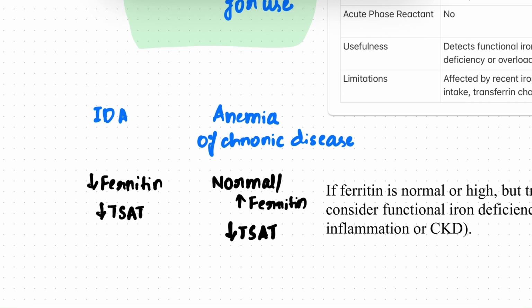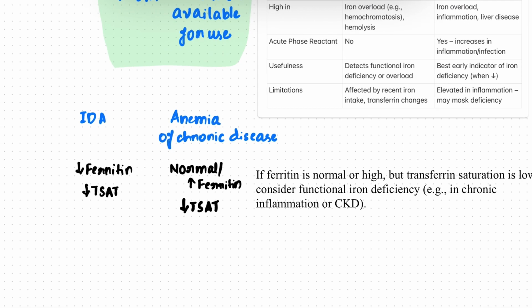So how can we differentiate different anemias by this? In iron deficiency anemia there are less iron stores, so there is less ferritin, and also less iron available for binding, so there will be less transferrin saturation. Whereas in anemia of chronic disease, it is different. There is less iron available for binding, so transferrin saturation is decreased, but ferritin levels are normal or sometimes increased, because in chronic disease ferritin is also an acute phase reactant.